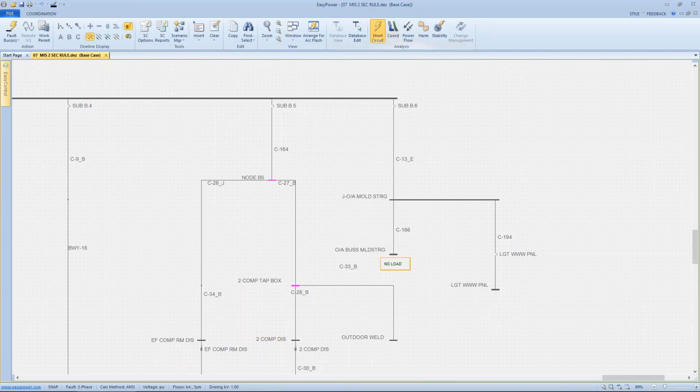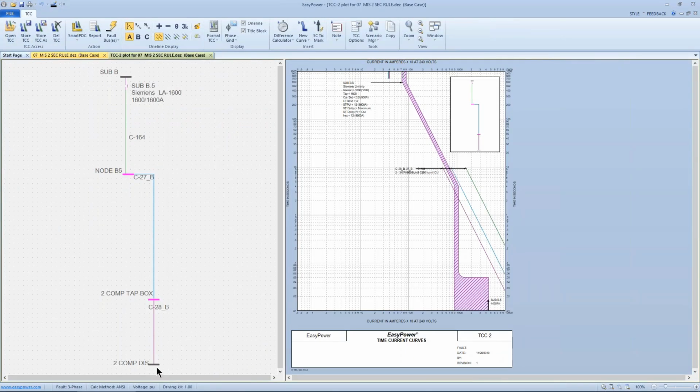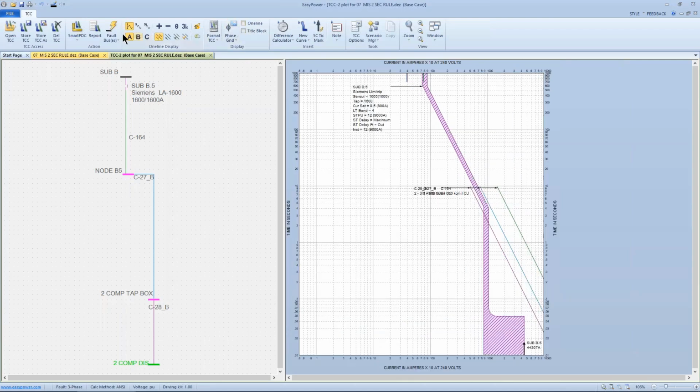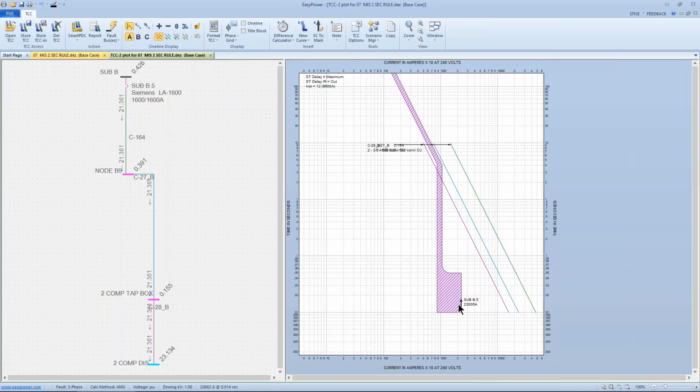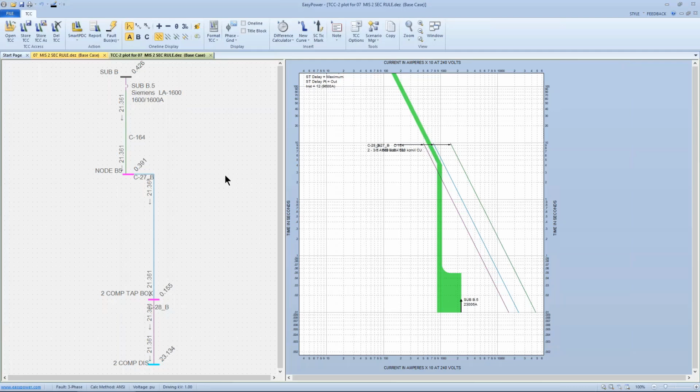So let's come back and look at the same thing and reiterate my point. If I pick out the system between the bus that we're focused on and the protective device and plot it, fault this particular bus, we can see that again we're clipping, in this case, at 23,000 amps, and our arcing current is not showing up. How come it's not showing up?